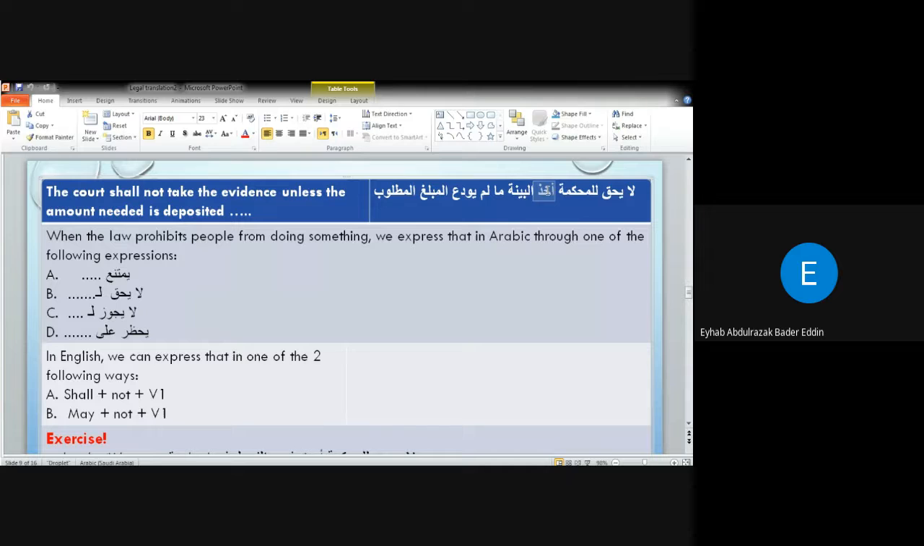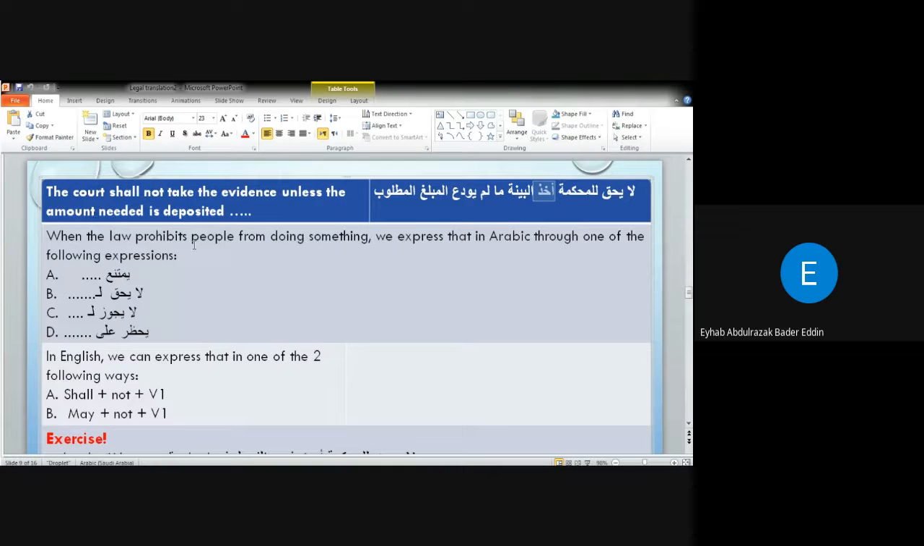Or you can translate it as الفعل المنصوب بعد أن المضمرة. يعني يمكن أن نقول لا يحق للمحكمة أن تأخذ البينة ما لم يودع المبلغ المطلوب. Or لا يحق للمحكمة أخذ, which is considered to be مصدر مؤول. So you can do both things, unless the amount needed is deposited.